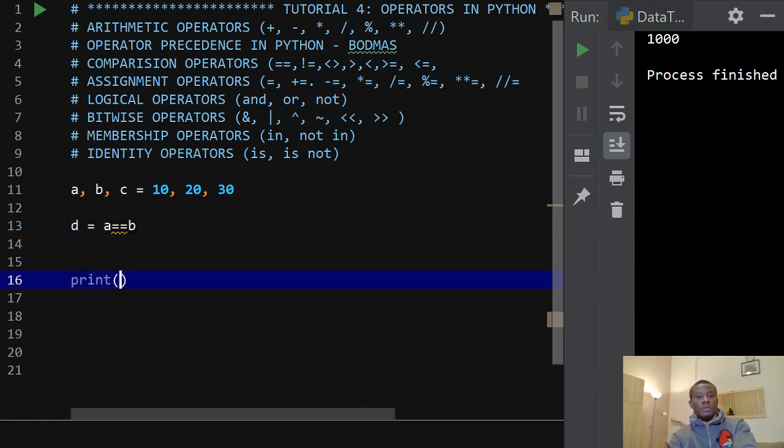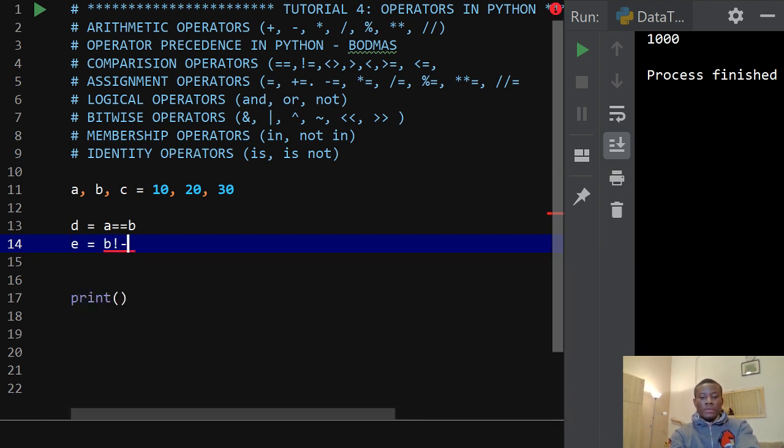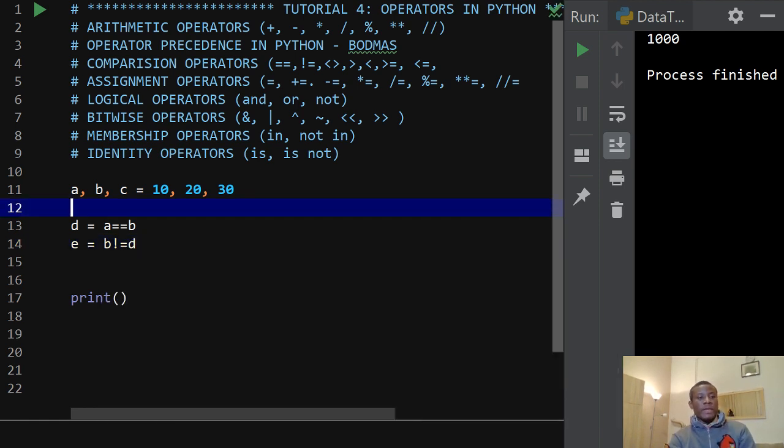So now we can use the not operator because this is where we are. Okay, let's write the second thing. E is equal to, let's say, B not equal to D, that's going to work. So let's say B is not equal to 20.